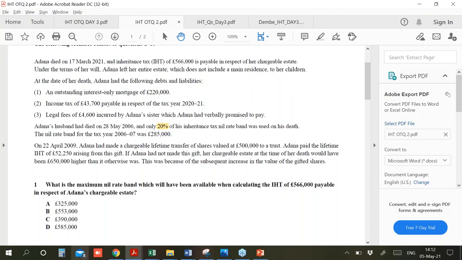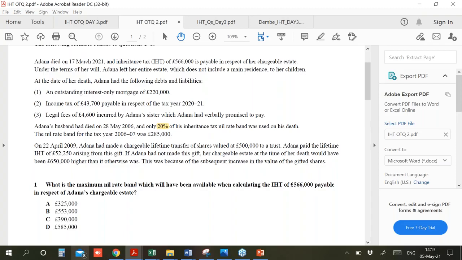So, which means that 20% of the nil rate band was available to her, on top of her own nil rate band. So, guys, I think I can now answer question number one, which asks for the maximum nil rate band that is available. All I have to do is take that 80% of 325,000, because that is available as well, on top of my 325,000.